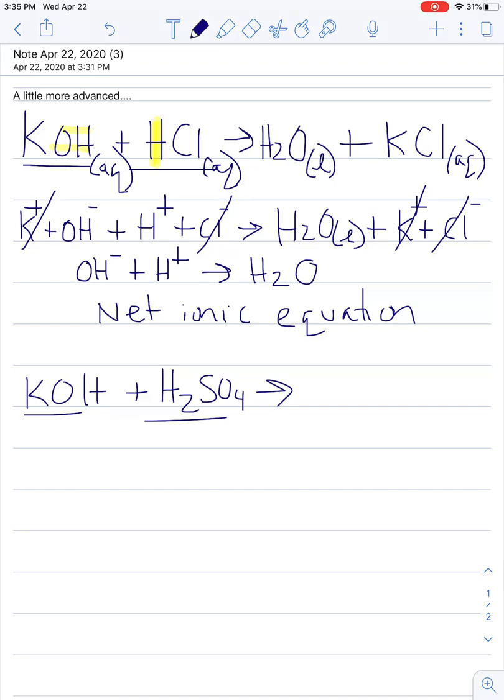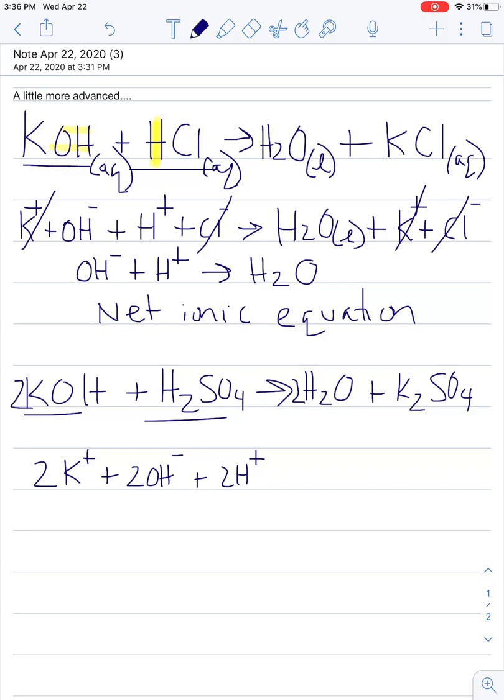Okay, so what we're producing is water, and then we're going to produce K2SO4 on this one. And then if I balance it, I'm going to put a 2 here and a 2 here. So I'm going to balance first. You don't necessarily have to, but... All right, so then this one breaks up into 2 Ks, 2 OHs, 2 hydrogen ions, and this is how we write them, 1 sulfate ion, water, which again doesn't break up, 2 Ks, and SO4 minus 2.